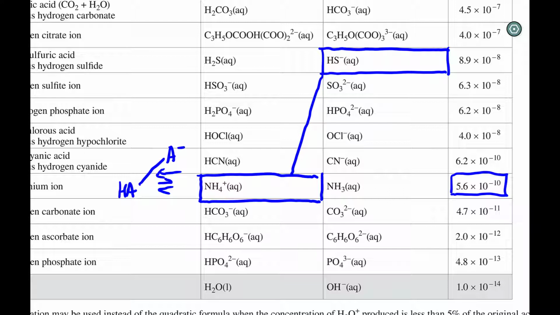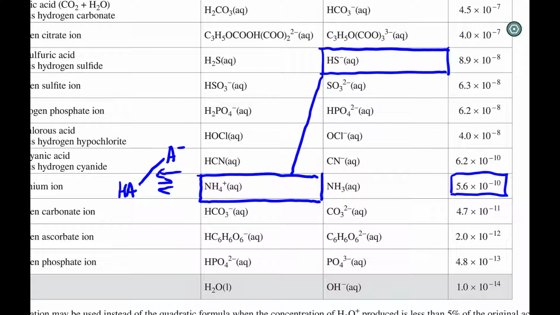And if NH4 plus really doesn't want to give it up, and HS minus isn't really, really strong to take it, then it's not really going to exchange a proton very often. Well, if it doesn't exchange a proton very often, then you're going to have more reactants than products, and therefore the reaction is going to favor the reactants.